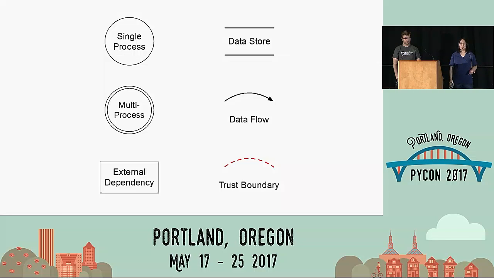Rectangle represents external dependencies, which we've already covered. A double line represents a data store, and this could be like a file system, cache, or database. An arrow represents a data flow, which is the direction in which data travels through your system. And finally, a red dotted line represents a trust boundary. Trust boundary is a change in trust levels as data moves through your application.